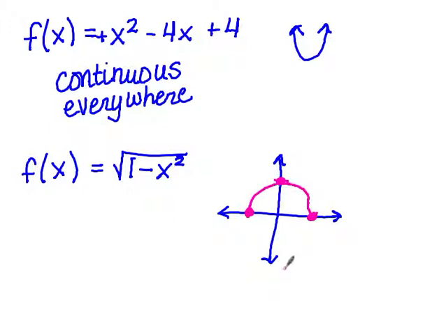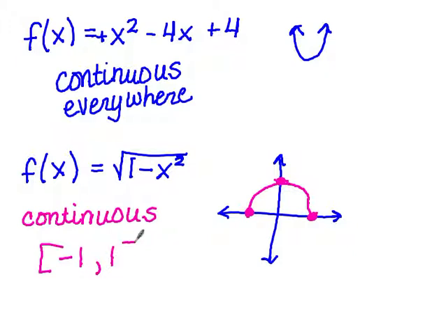Okay, so continuity. What can you tell me? It's not continuous everywhere, but where is it continuous? Okay, so let's write that using interval notation. Yep, bracket, negative 1, positive 1. And there you go.